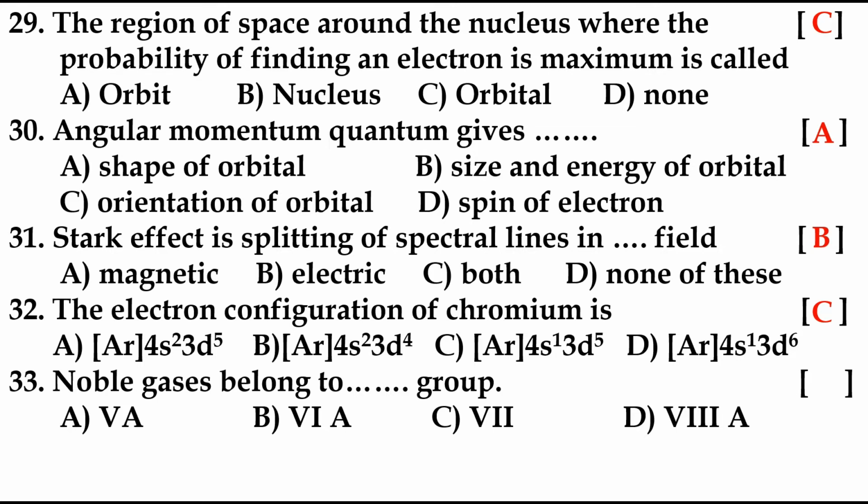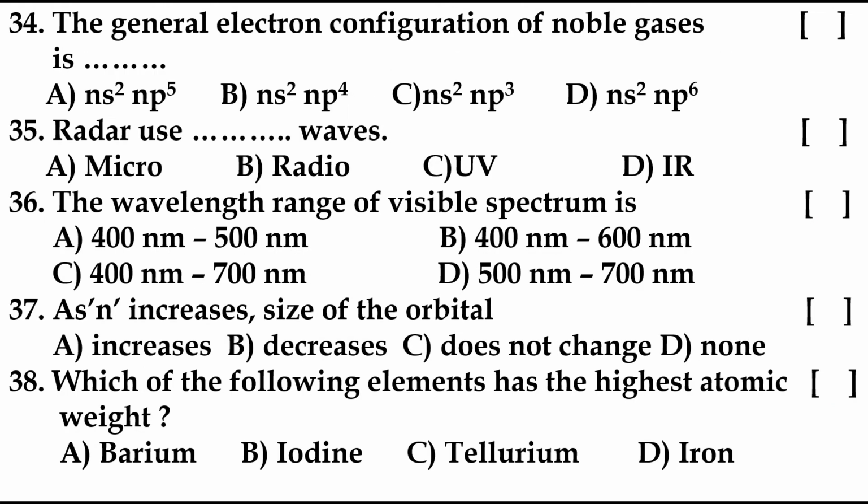33. Noble gases belong to dash group. A. 5A group, B. 6A, C. 7A, D. 8A. Answer is option D, 8A group. 34. The general electronic configuration of noble gas is dash. A. ns2 np5, B. ns2 np4, C. ns2 np3, D. ns2 np6. Answer is option D, ns2 np6.